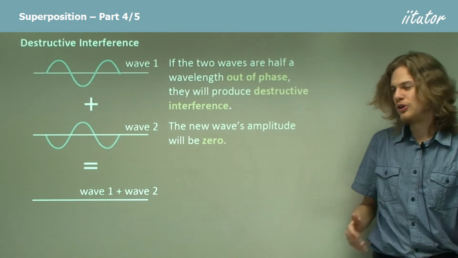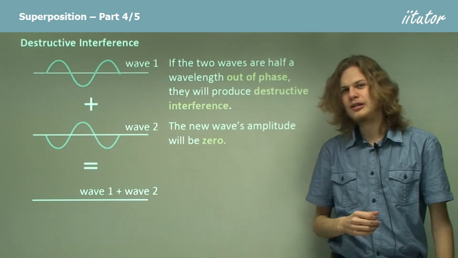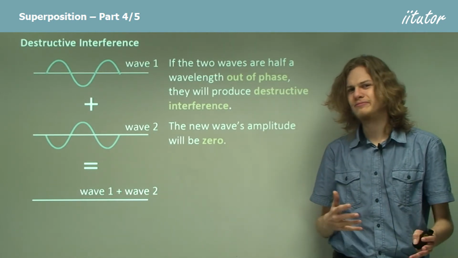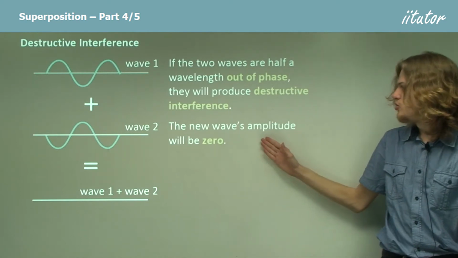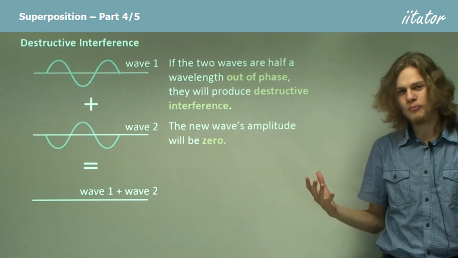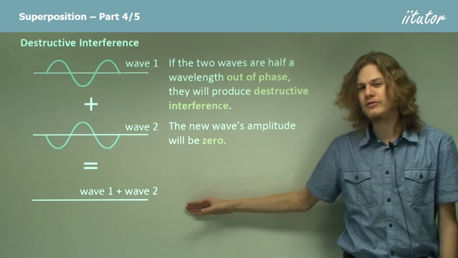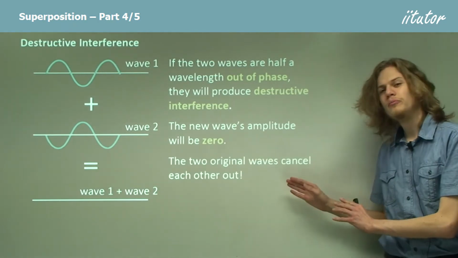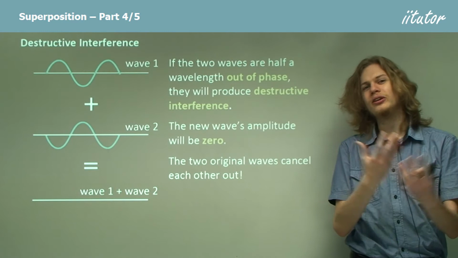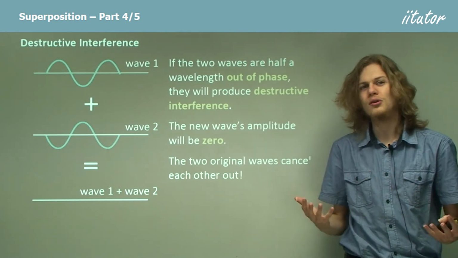So we can see what that looks like right at the bottom. As you can see, a cancelled wave is very boring. So the new wave's amplitude will be 0 all over. It won't really be a wave anymore. In other words, both of the original waves have cancelled each other out, so they no longer exist.